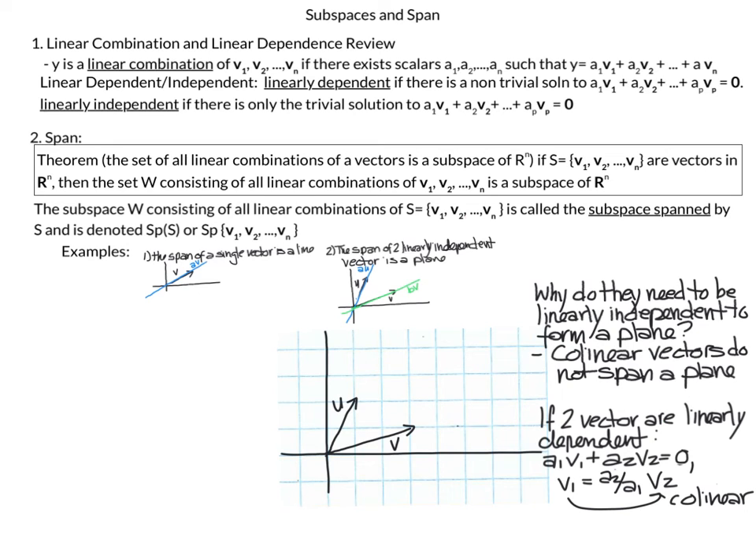So why do we need the vectors to be linearly independent? Well, collinear vectors do not span a plane. They just span a line, because if u and this blue vector are collinear, we're not going to span a plane with that. We're just going to span a line. So if two vectors are linearly dependent, so a1v1 plus a2v2 equals zero, what that tells us is we can solve for v1, and we see that it's just a rescaling of v2. So in other words, two linearly dependent vectors are always collinear.